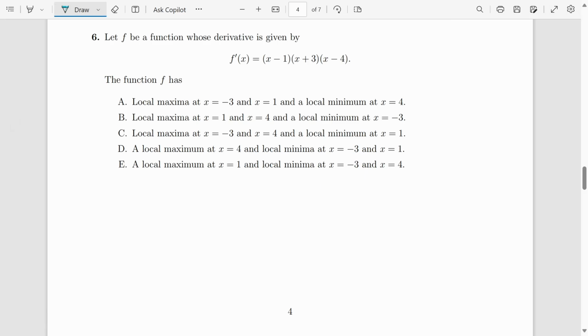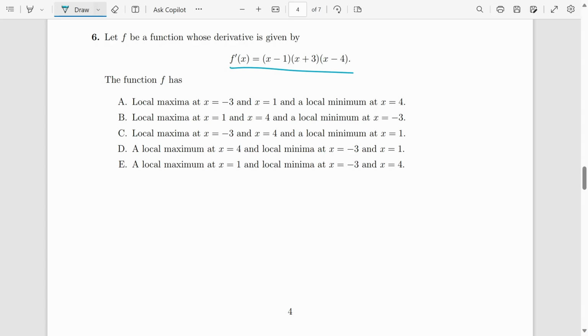Question 6. Let f be a function whose derivative is given by this equation, f prime of x. The function f, so keep note, this is the original function f, not f prime. So the function f has what local maxima and what local minima. Cool.